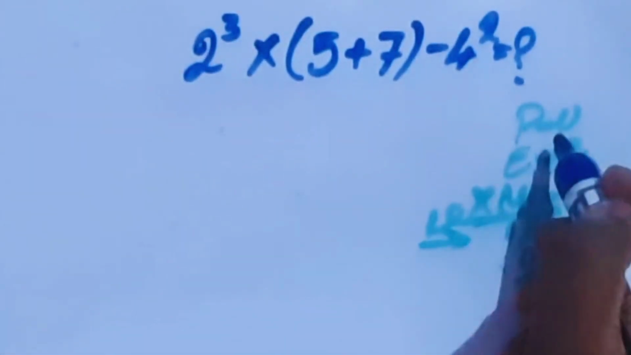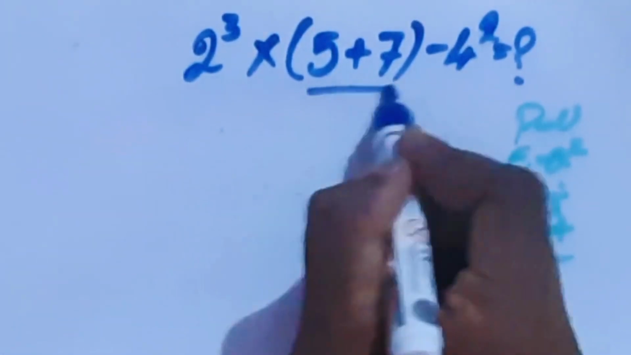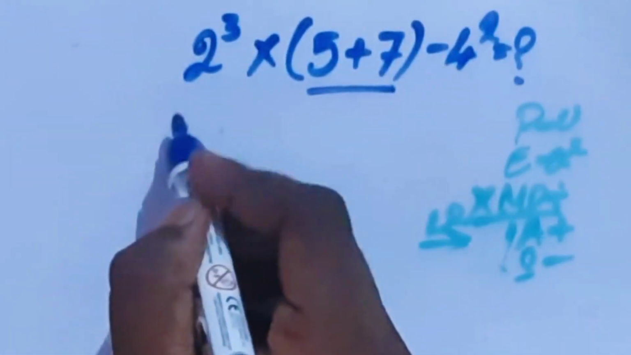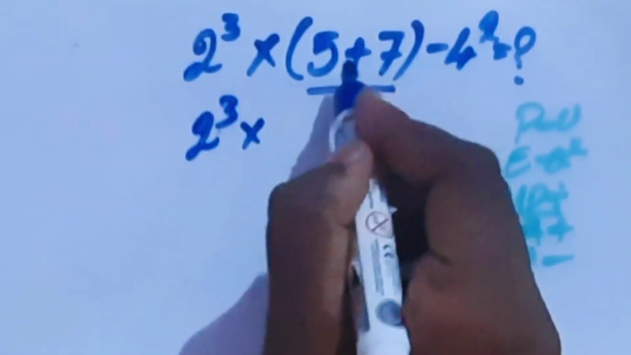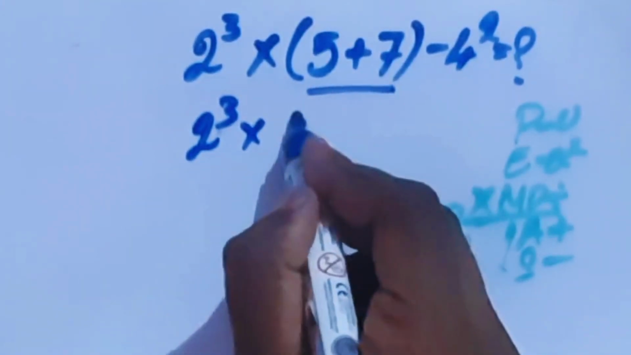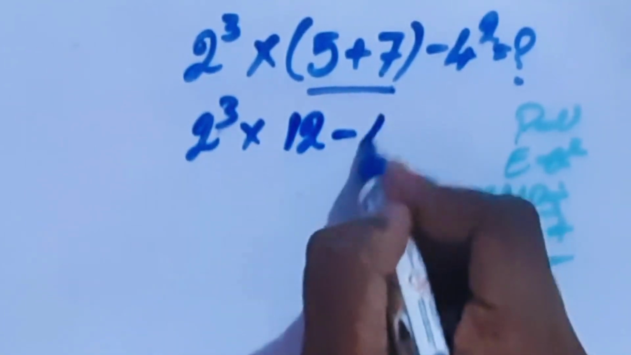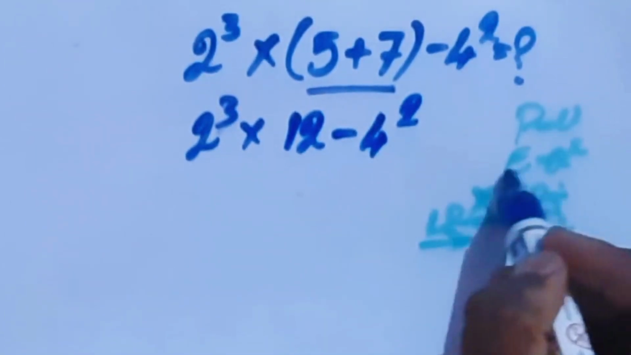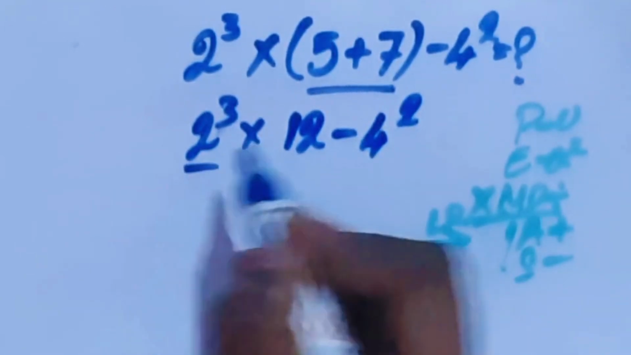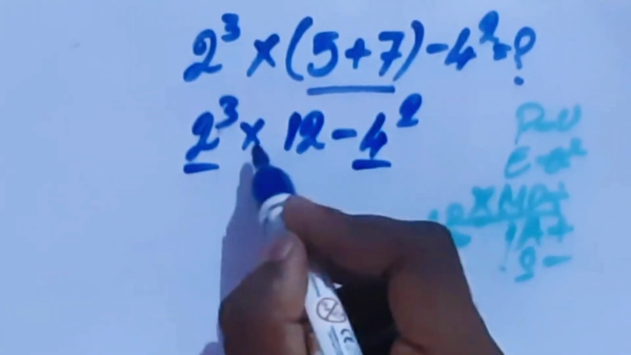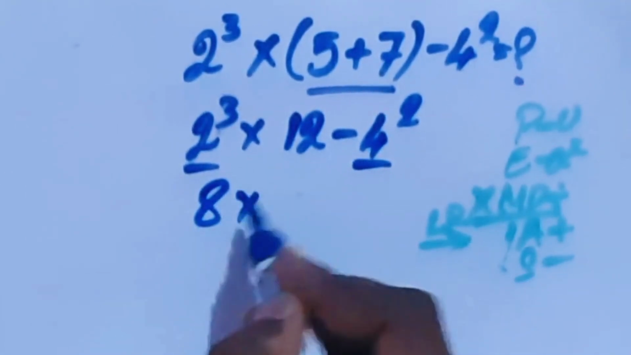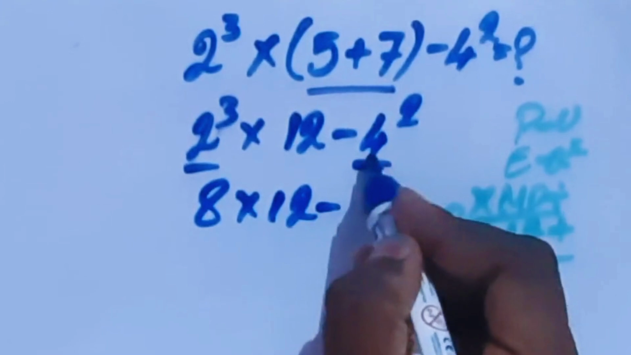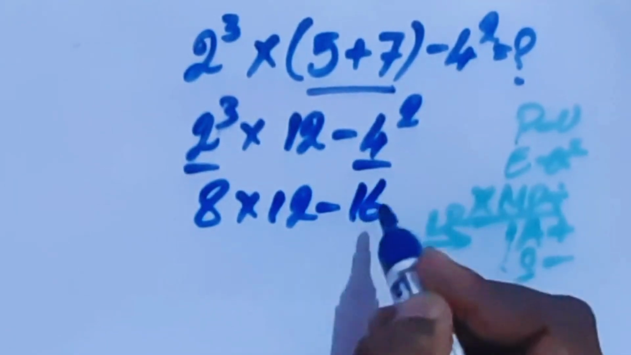Here, as per the order of operations PEMDAS, the brackets have higher priority, so we have to do the bracket before the other operations. Here 2 to the power of 3 times, 5 plus 7 is 12, minus 4 to the power of 2. The next priority is the exponent. Here we have the exponents, so we have to do them before the multiplication and subtraction. Here 2 to the power of 3 is 8, times 12, minus 4 to the power of 2 is 16.